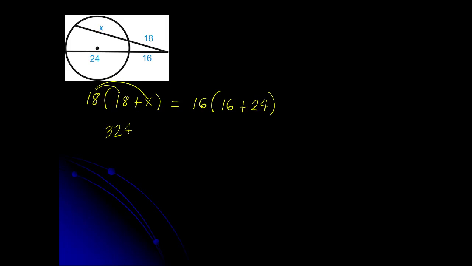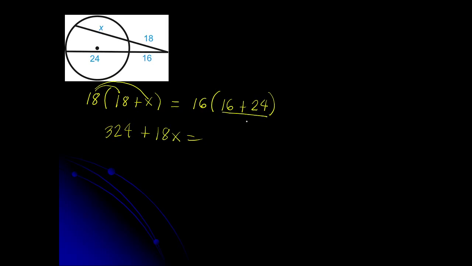Let's focus here. How long is this line, the x and 18? How long is the shorter? 18. Times what? 18 plus x. Okay. What about the other one? We have the shorter for the second: 16. Multiply by 16 plus 24. So, we distribute. 18 times 18 is how much? 324. Plus 18x.